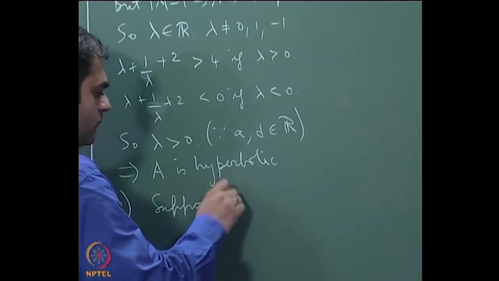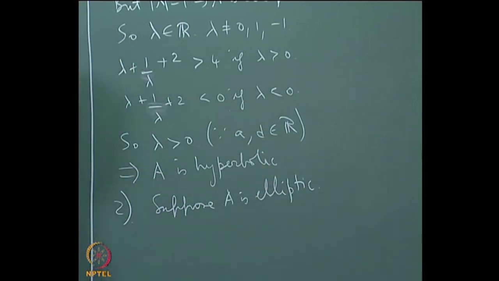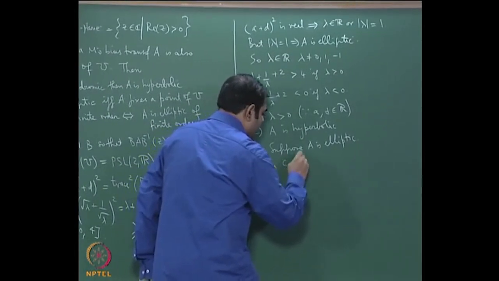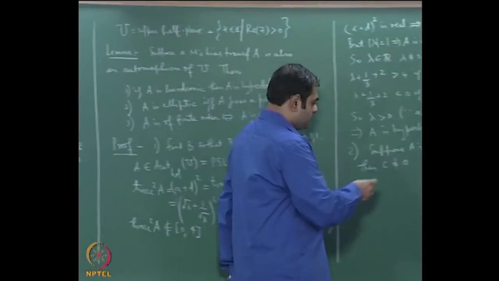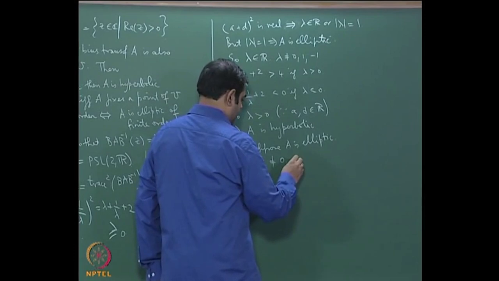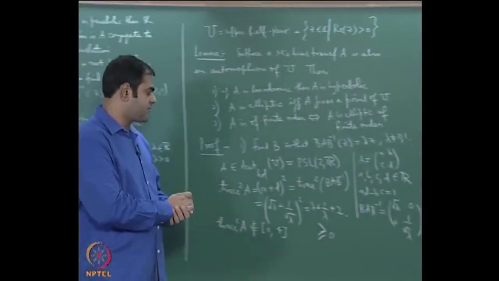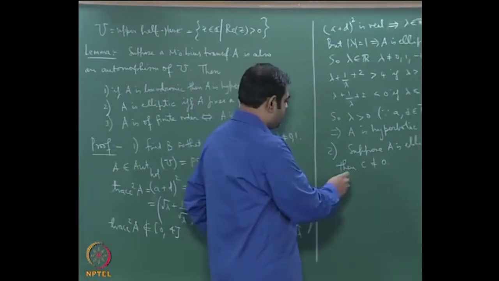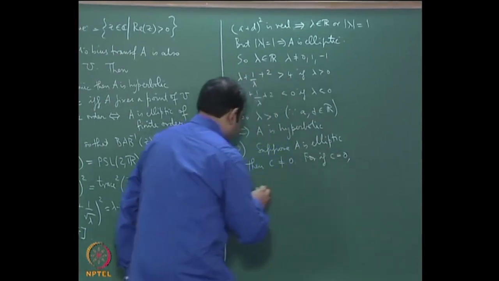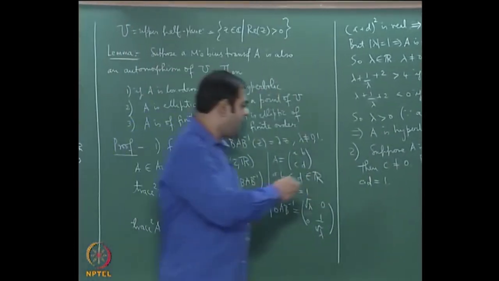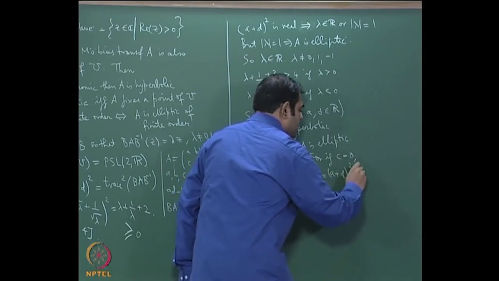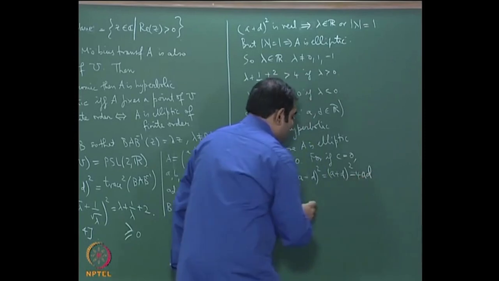Suppose A is elliptic. Then I claim, first of all, that C is not equal to 0. Why is this true? Just a moment's thought. If C is 0, then AD equals 1. And A minus D the whole squared is A plus D the whole squared minus 4AD.